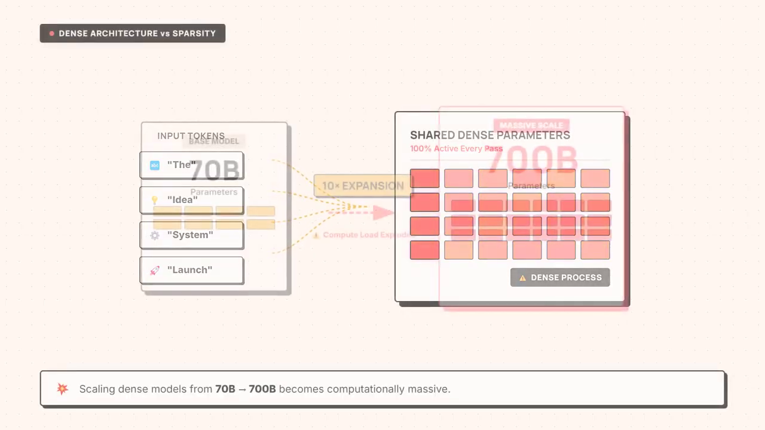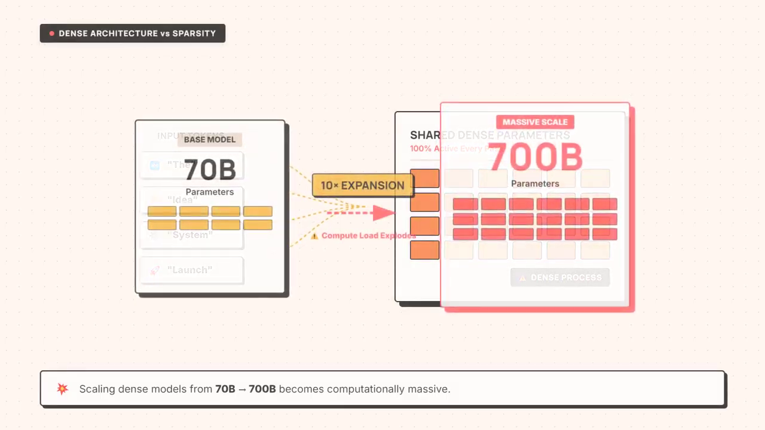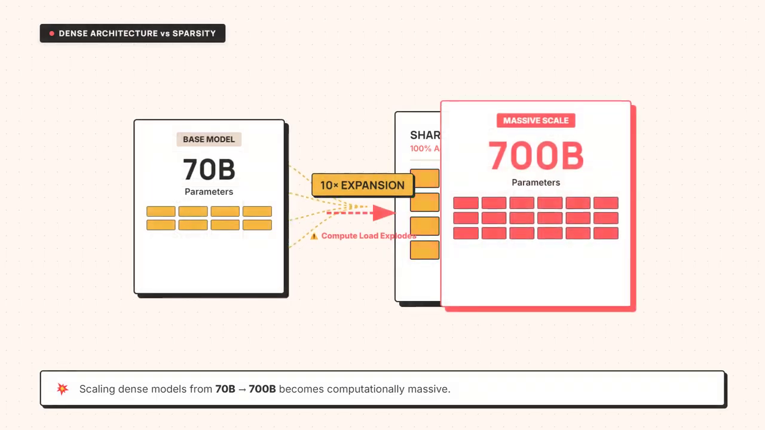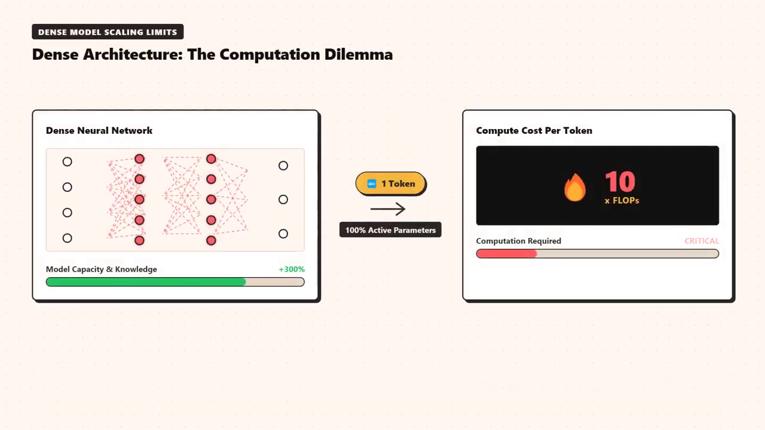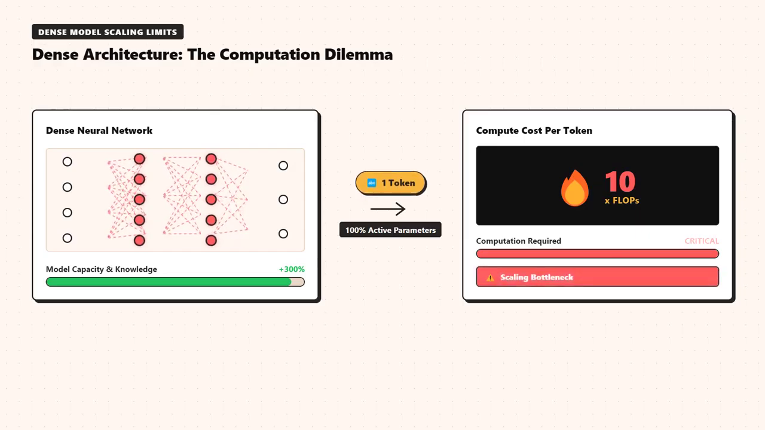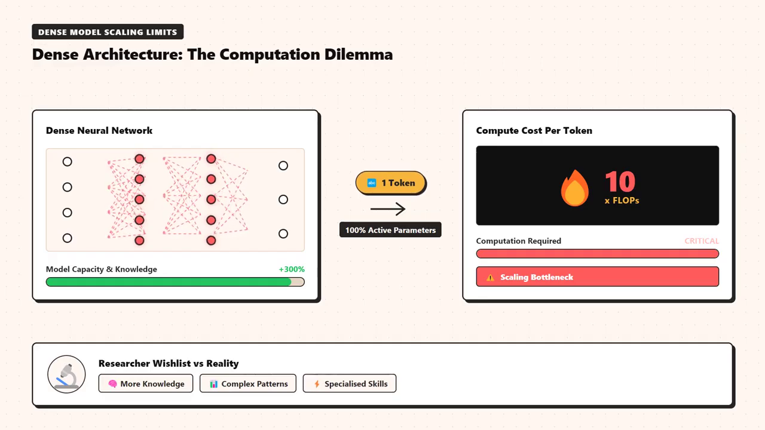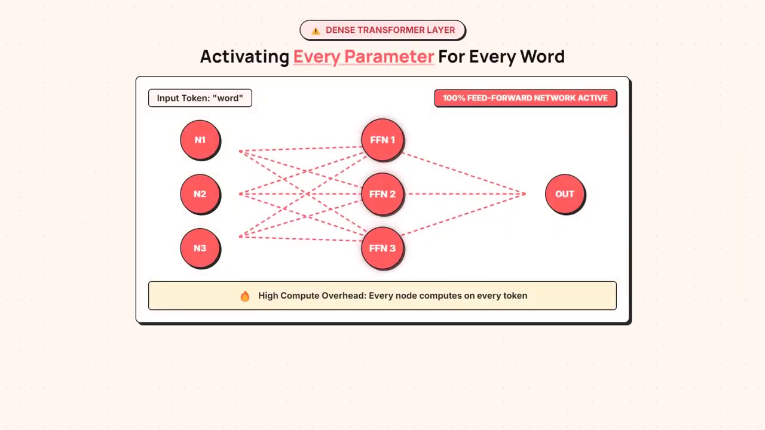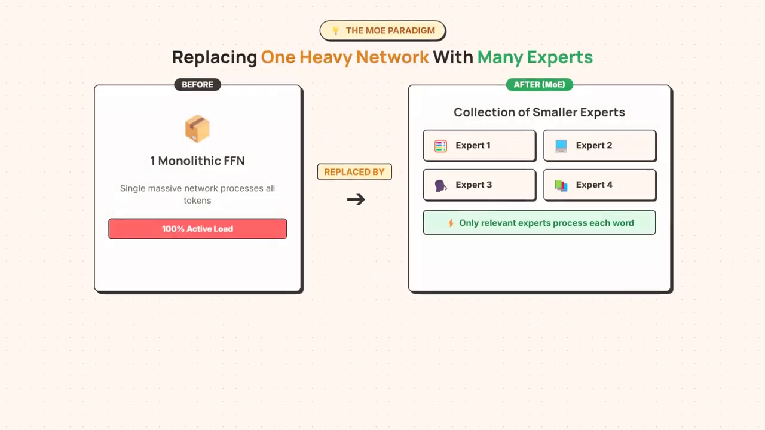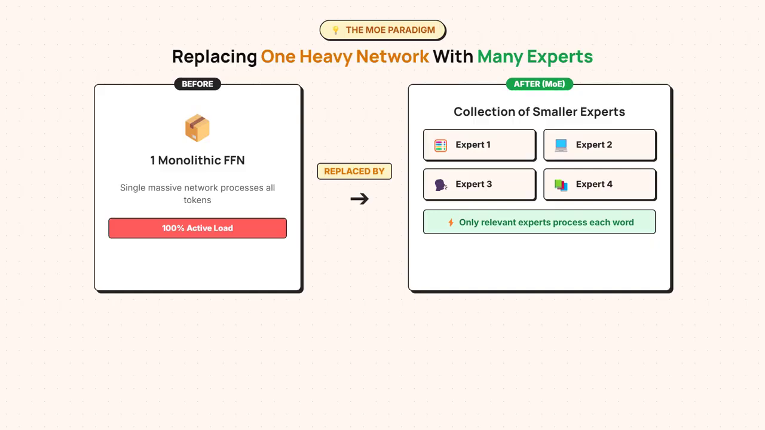Now imagine increasing the model from 70 billion parameters to 700 billion parameters. If the architecture stays dense, the amount of computation required for every token also rises dramatically. You gain more capacity, but you pay for that capacity every time the model reads or generates something. This creates a scaling problem. Researchers would like a model to contain more knowledge, more patterns, and more specialized capabilities, but they don't necessarily want to activate every part of that model for every word. That is where mixture of experts comes in, replacing one network with many experts.